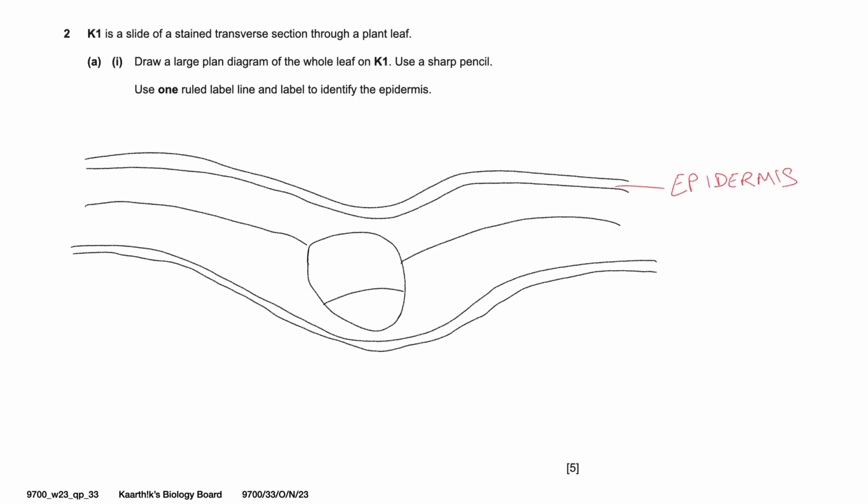A plan diagram actually has only the lines and no individual cells should be drawn. So the epidermis is the top layer or the bottom layer, both the upper and lower epidermis. Any epidermis can be marked since they have not mentioned any specific epidermis, whether upper or lower. So you can mark the epidermis in any place. I have taken the upper epidermis and then I have marked this.